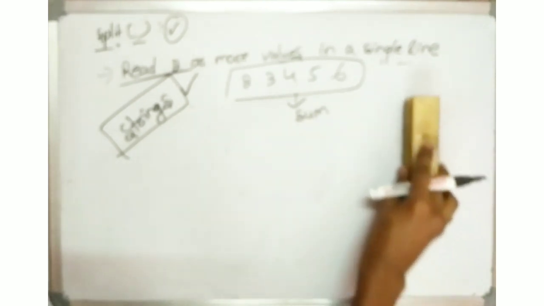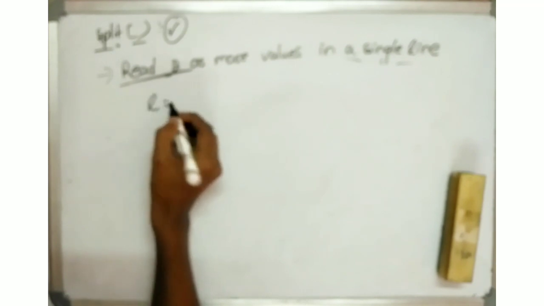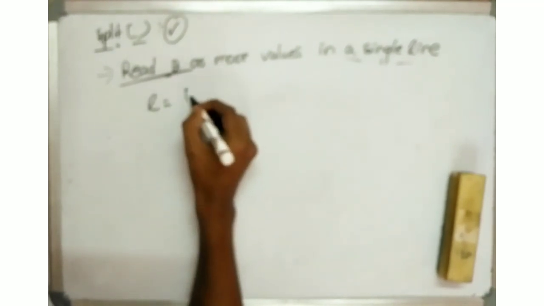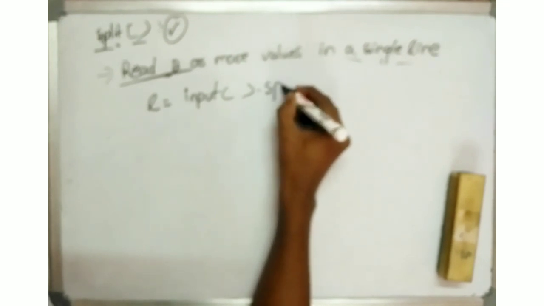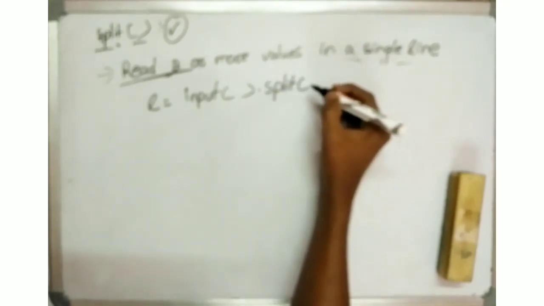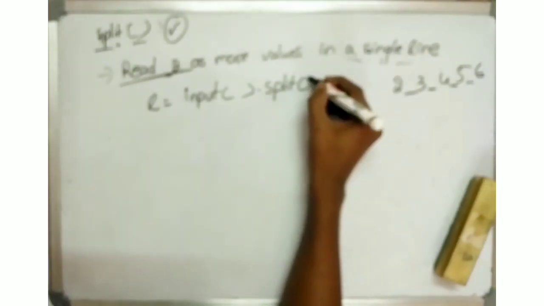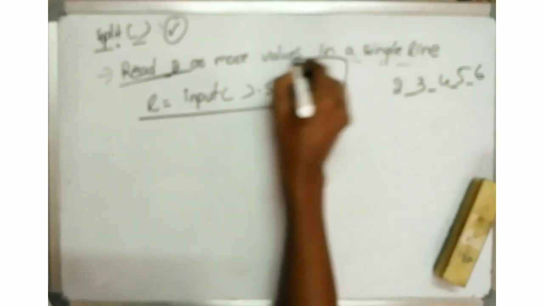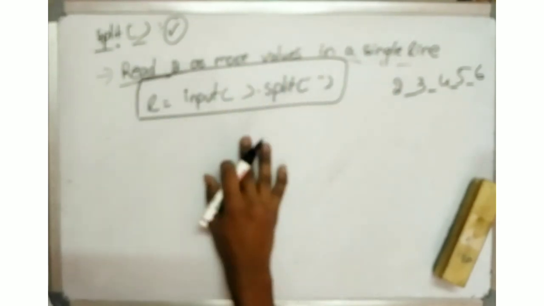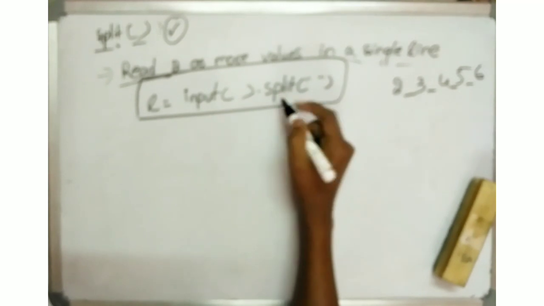Okay, jumping into the code. What I said, it is only available for strings. So we just read a string input dot split of. What we are using in this format, 2, 3, 4, 5, 6, we are using space. So just give the space. This is the syntax of reading multiple values in a single line by using the split function.